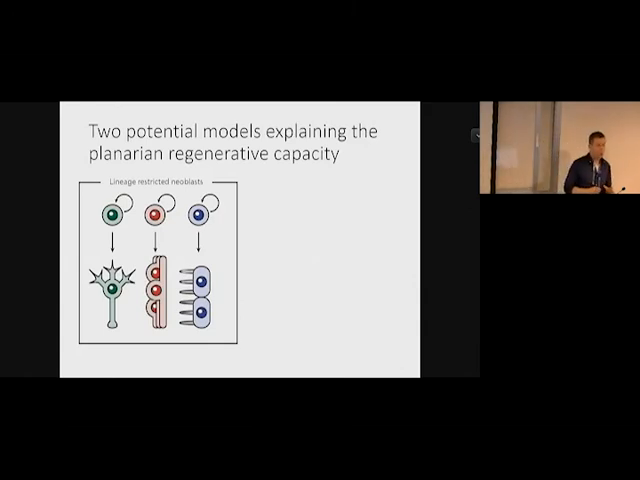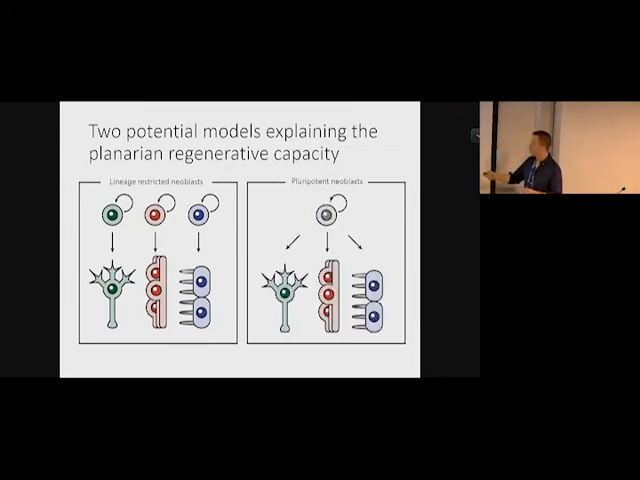So the two models that existed, I'd say probably until 2011, when a couple of very important papers came out, was that either the tissues are being formed from lineage restricted neoblasts, or another option is that pluripotent neoblasts generate all of the different cell types. And of course, there could be a combination of those. Those are not mutually exclusive models, but those were by and large the models that were heavily considered.